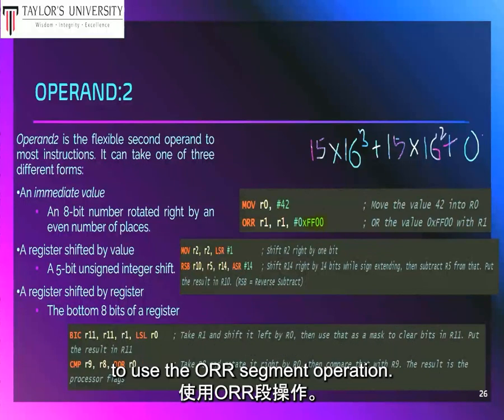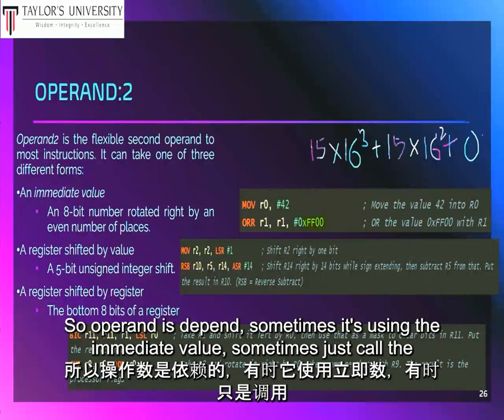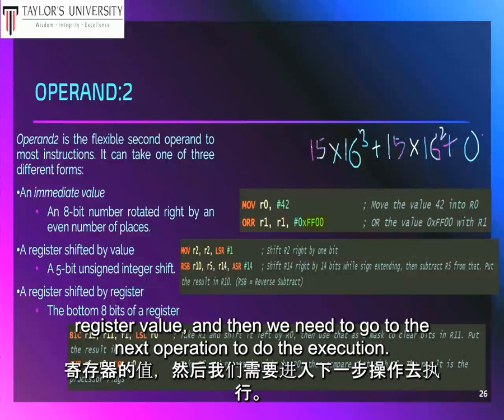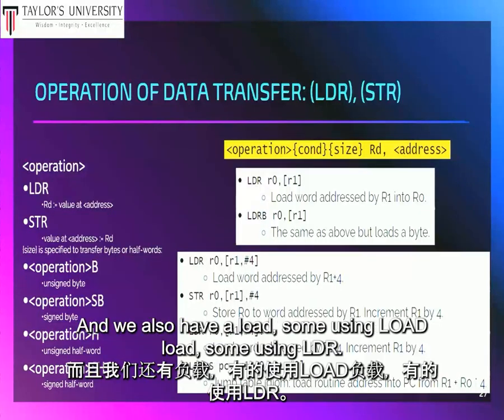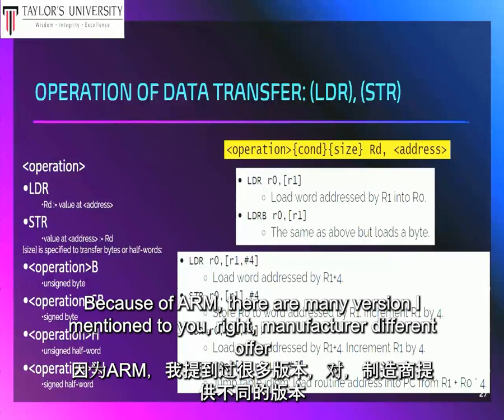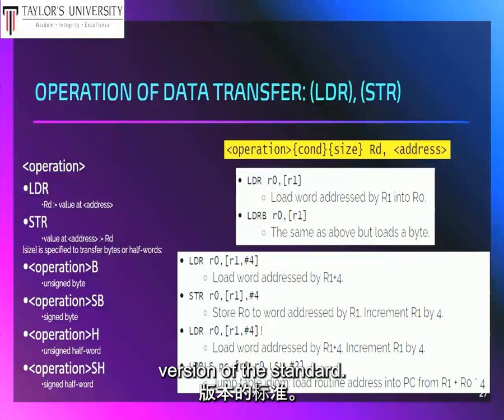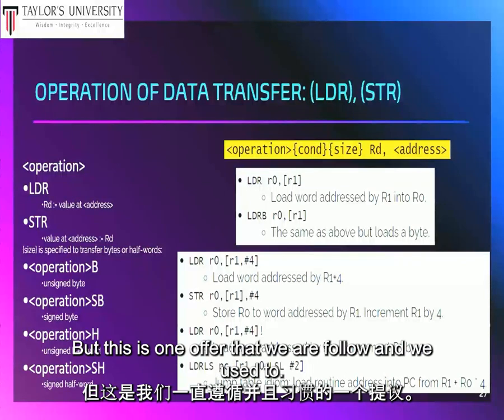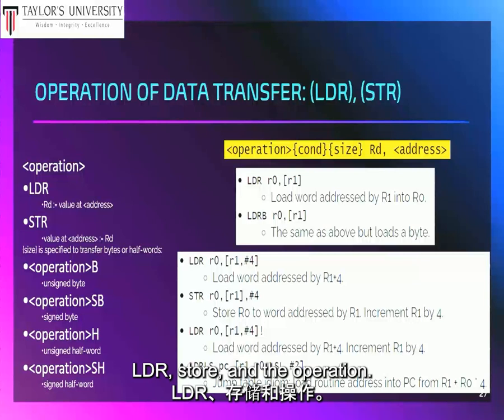And then we need to use the OR operation. The operand depends; sometimes it uses the immediate value, sometimes just the register value, and then we go to the next operation to do the execution. We also have load, some using LOAD, some using LDR. The standard we use is LDR, because there are many versions of ARM, as I mentioned; manufacturers have different versions of the standard. But this is the one we follow. LDR, store, and the operation.